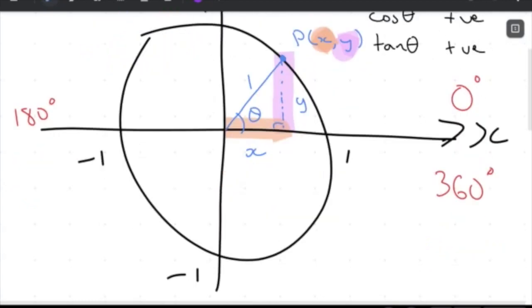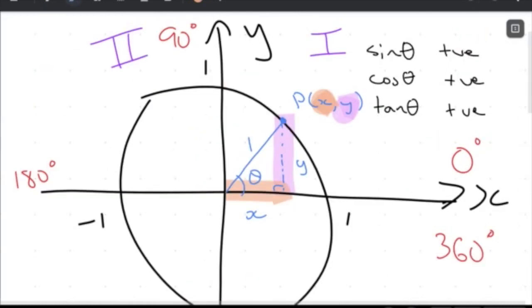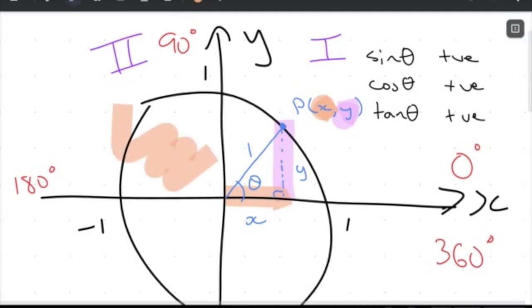Now, my sine theta, we said, corresponds to whatever the y coordinate is. So in this particular quadrant here, my y's are above the x-axis. So my y is above the origin value of 0. So my sine theta, because that corresponds to y, is positive.